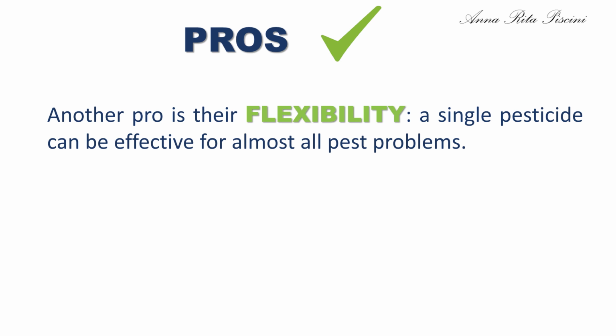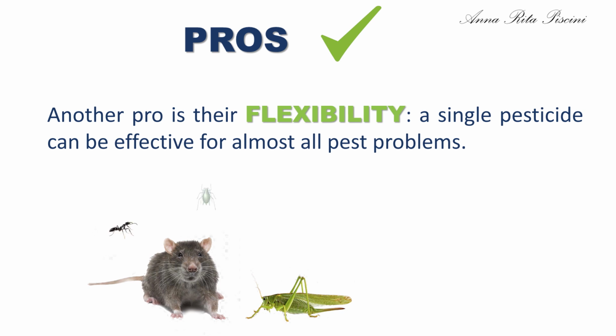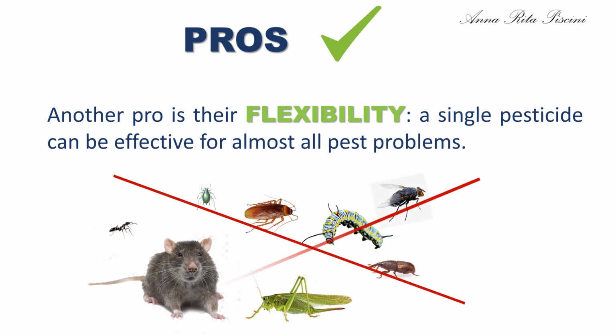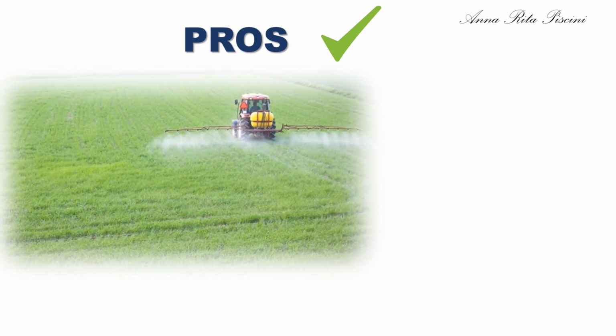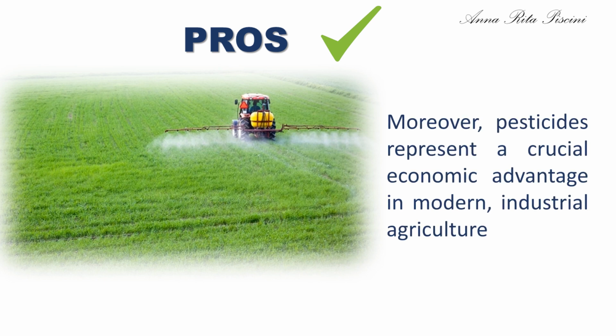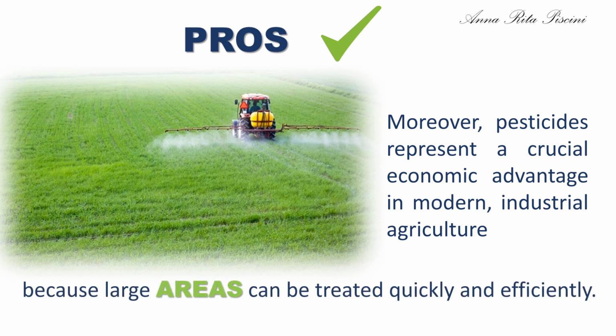Another pro is their flexibility. A single pesticide can be effective for almost all pest problems. Moreover, pesticides represent a crucial economic advantage in modern industrial agriculture because large areas can be treated quickly and efficiently.